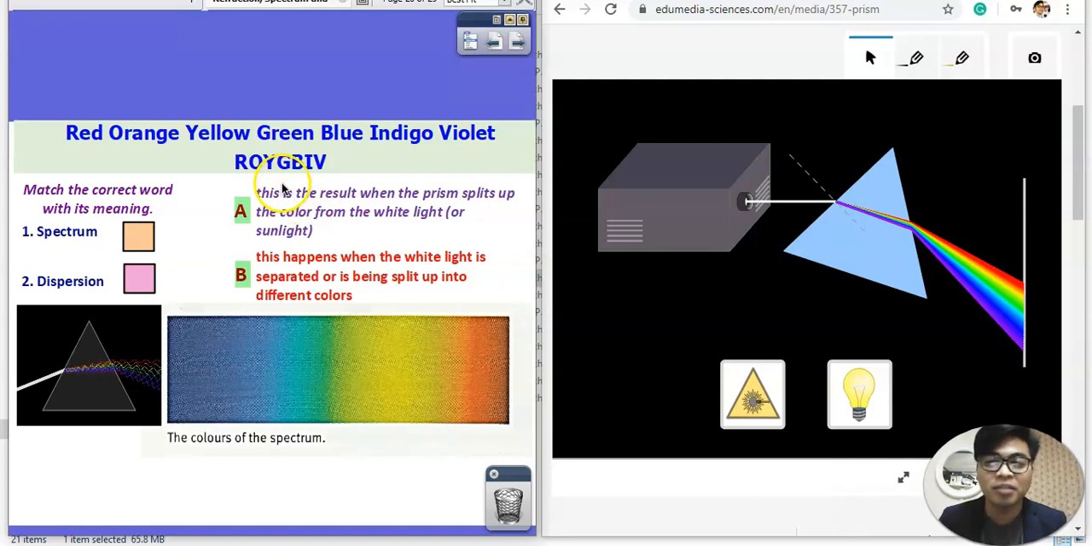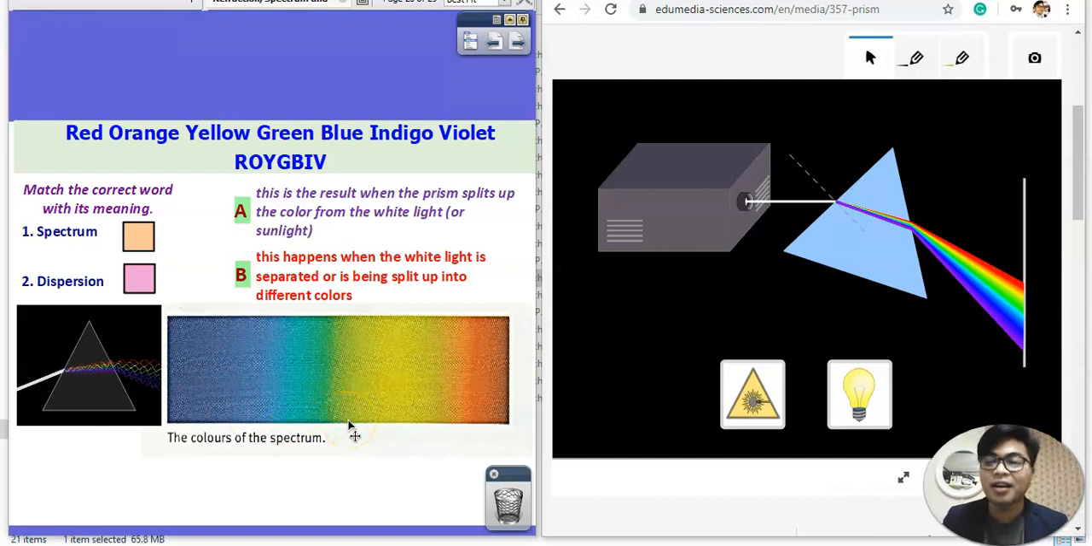So we call that the ROY G. BIV. It's red, orange, yellow, green, blue, indigo, and violet. This is how it would look like. The one that you can see here are the different wavelengths. We call these wavelengths because light travels also in waves. So this is the white light, and these are the different colors that have been separated from the white light. If you notice, it always starts with red, followed by orange, yellow, green, blue, indigo, and lastly the violet. So we call this the colors of the spectrum.